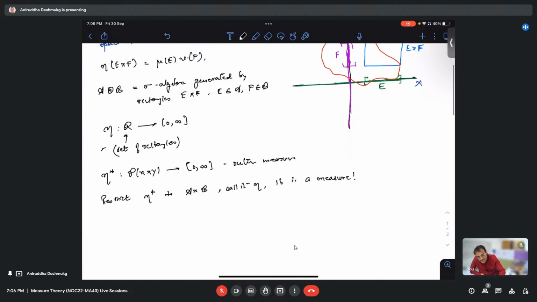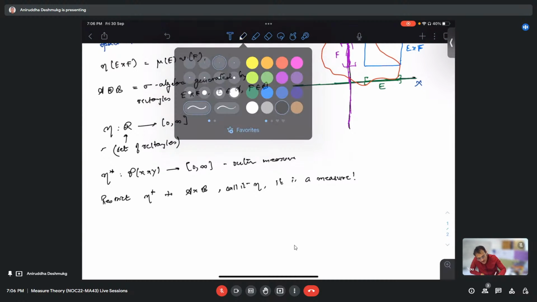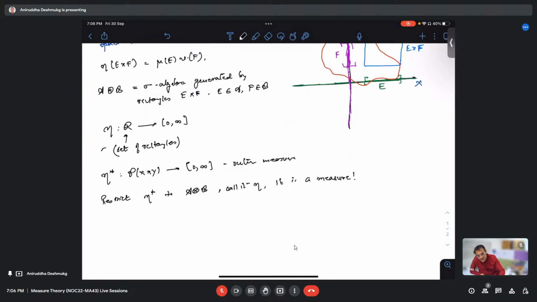But yes, as mentioned in one of the lectures, notice that this cross and this cross are of course the same. So, as mentioned in one of the lectures, this A cross B is not the set of all measurable subsets. Not the set of all measurable sets.